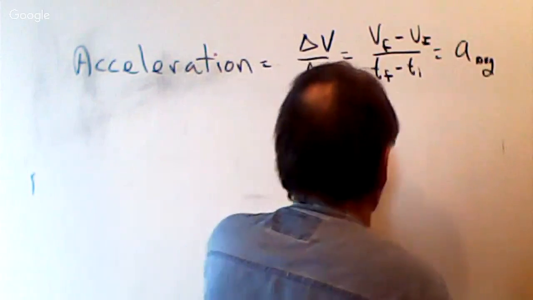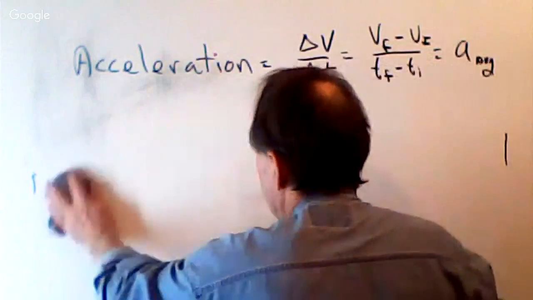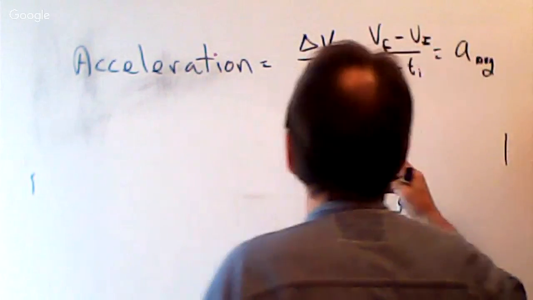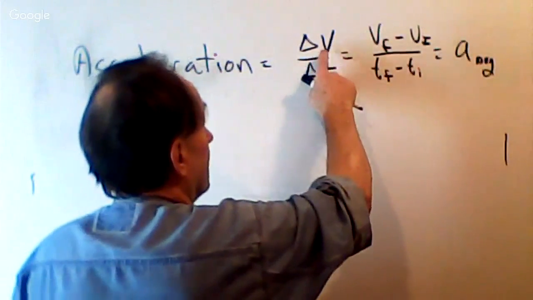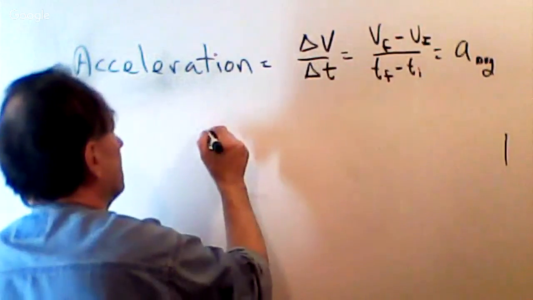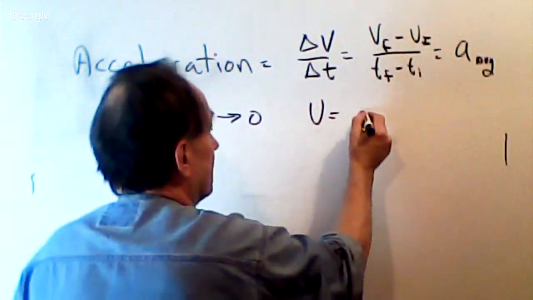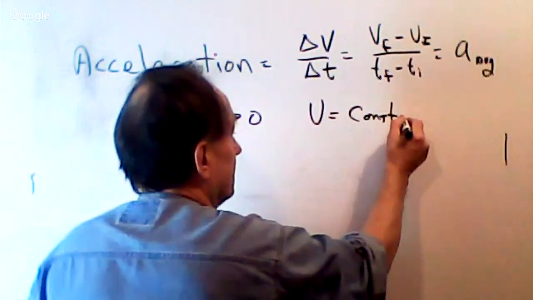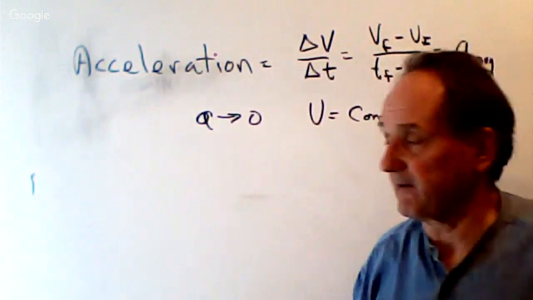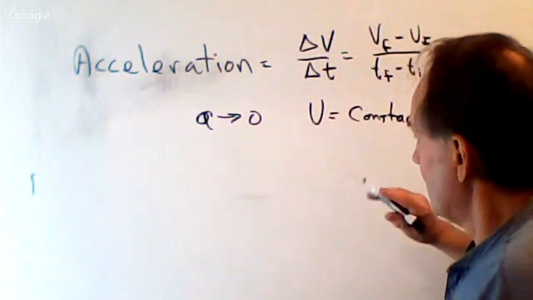That is, if an object is moving and its velocity doesn't change, if the velocity is constant over all time, then there's no change in velocity. So delta v goes to 0. So the acceleration goes to 0 when the velocity is constant. That is, it remains a constant value, say at 7 kilometers per second, going in a straight line.